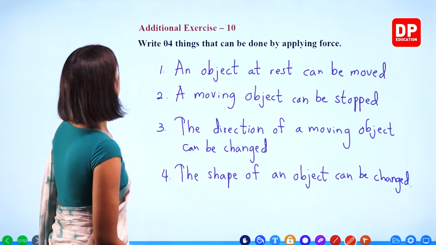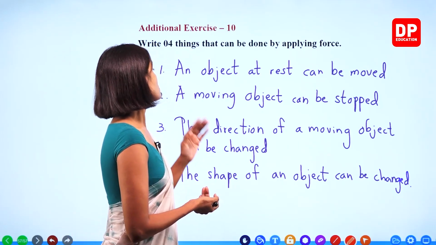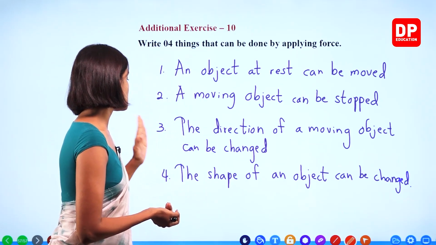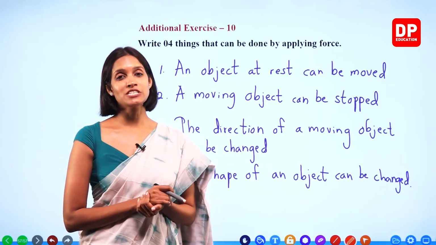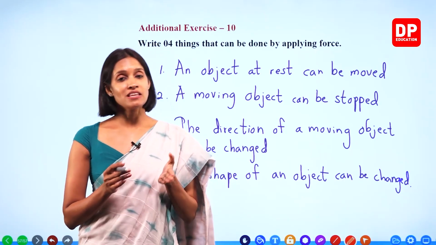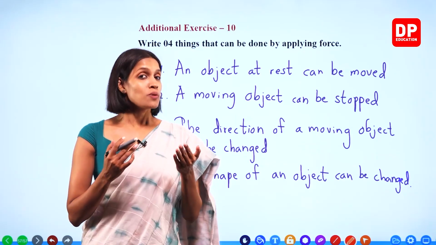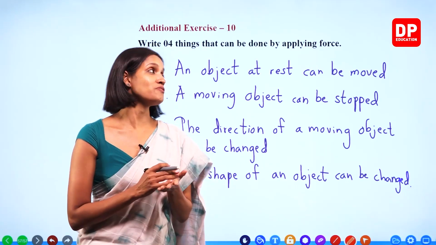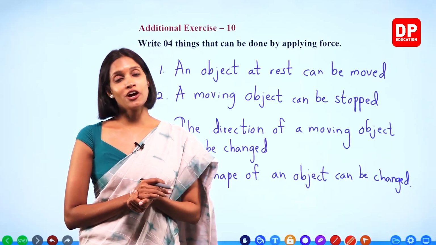Right, children? Write 4 things that can be done by applying force. An object at rest can be moved. A moving object can be stopped. The direction of a moving object can be changed and the shape of an object can be changed. Right, children? So we have completed the entire lesson now. We learn the difference between the distance and the displacement. And then we learn about force, and now we know what are the things that we can do using force as well. And after that we answered a lot of questions too. I hope you got a good understanding on this lesson.